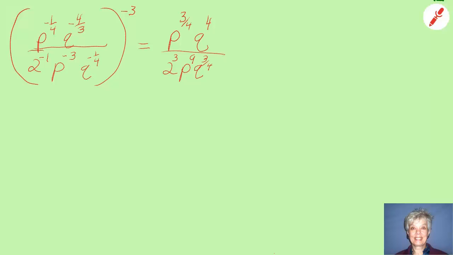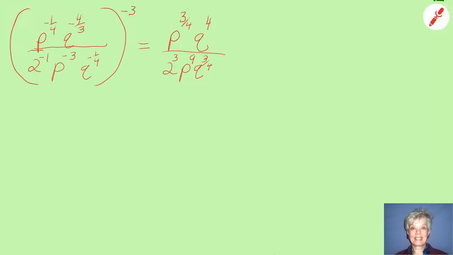Now let me read the entire fraction to you that I have right now. In the numerator, I have P to the 3/4 power, Q to the 4th power. In the denominator, I have 2 to the 3rd power, P to the 9th power, Q to the 3/4 power.